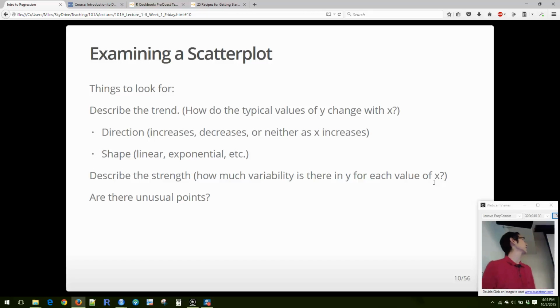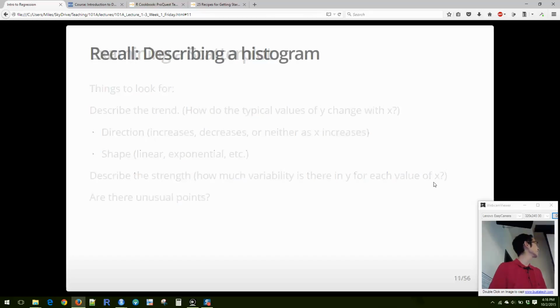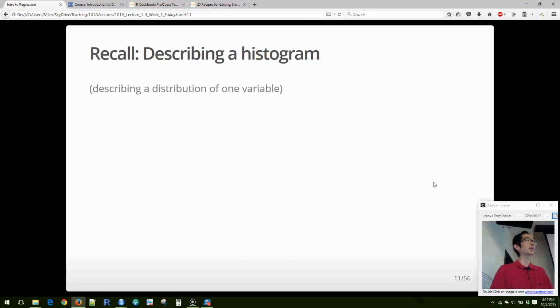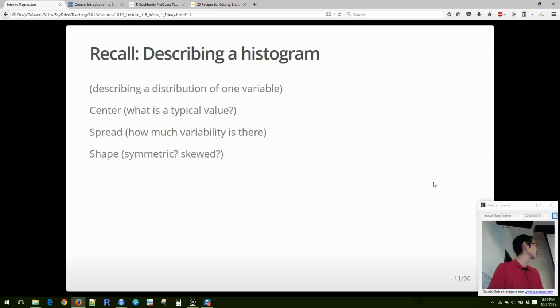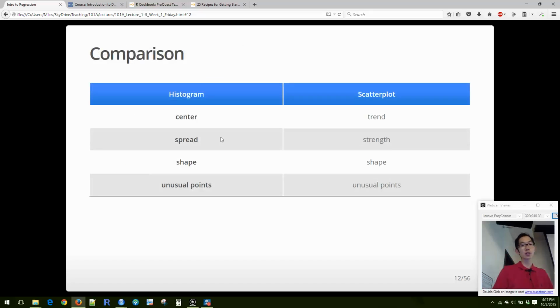Okay, and I want to compare this process of examining a scatter plot with how you would describe a histogram. In your intro stats class, you should have learned how to describe a histogram by discussing the center, the spread, the shape, and the unusual points, which is very similar, right? With the center, you're looking at a typical value instead of the typical trend. The spread: how much variability is there? The shape: is it symmetric or skewed? So with a histogram, you're looking at center, spread, shape, unusual points. With a scatter plot, you're looking at the trend and strength, but also the shape and unusual points.